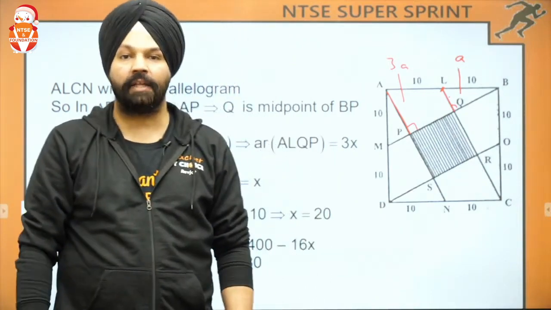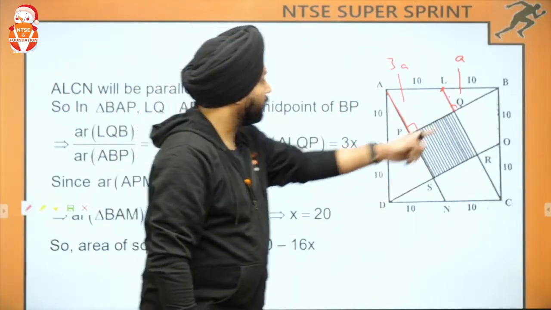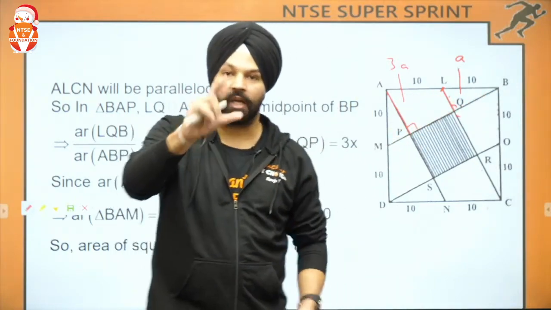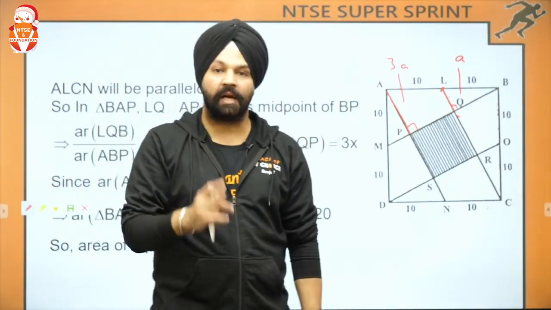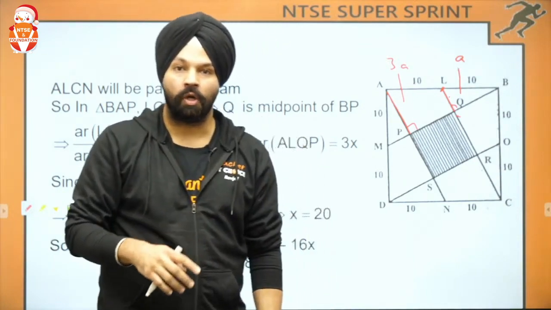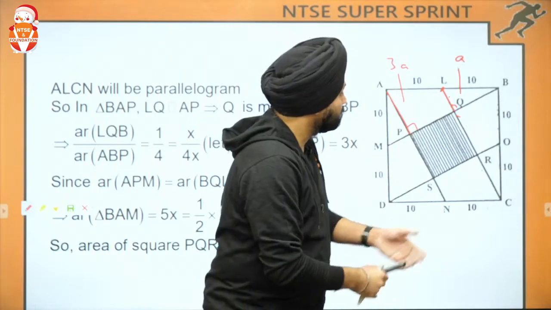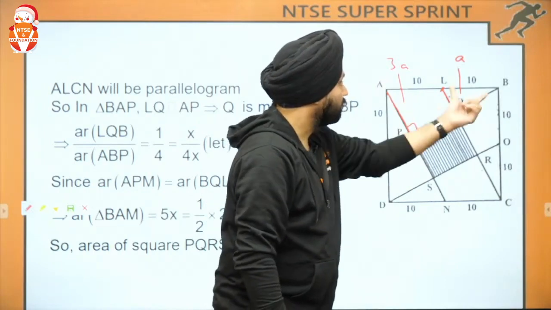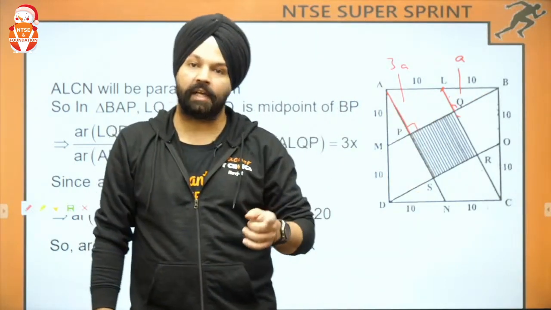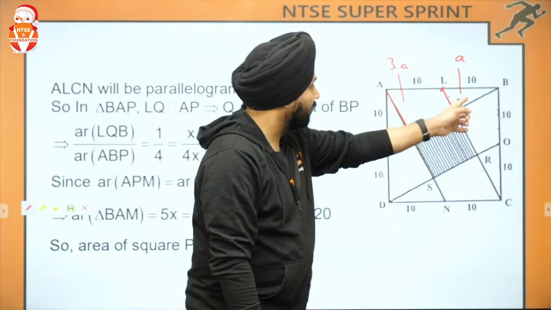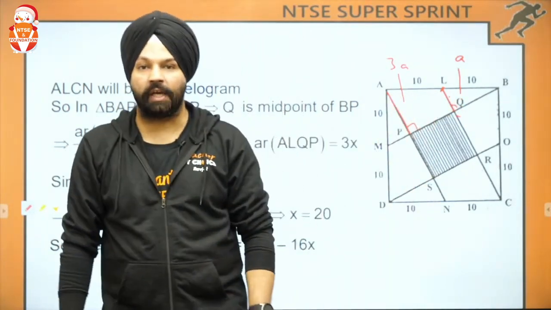I repeat, I am applying similarity here. Triangle BQL and triangle BPA are similar, the smaller one and the bigger one. If they are similar, their areas are in the ratio of the square of the ratio of the sides, right? So what is the ratio of sides? It is 1:2, 10 by 20. So areas का ratio 1:4 हो जाएगा. अगर एरियाज का रेशियो 1:4 है और ये A है, तो ये नीचे वाला पोर्शन 3A होगा.